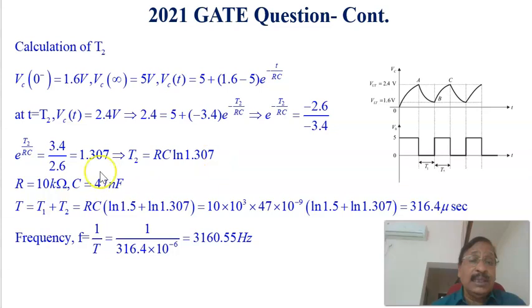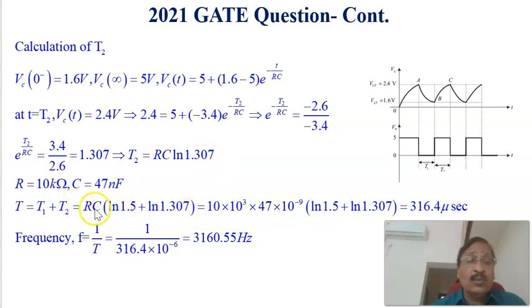Therefore, this is the time t2, and we can substitute the values of R and C, that is 10 kilo ohm and C equal to 47 nanofarad, and get the total time period T = t1 + t2, which equals RC natural logarithm of 1.5 plus natural logarithm of 1.307.